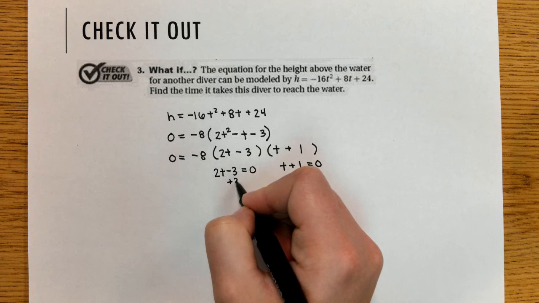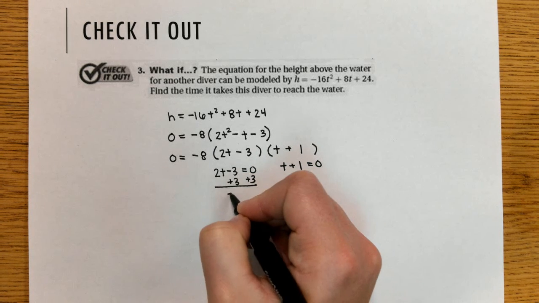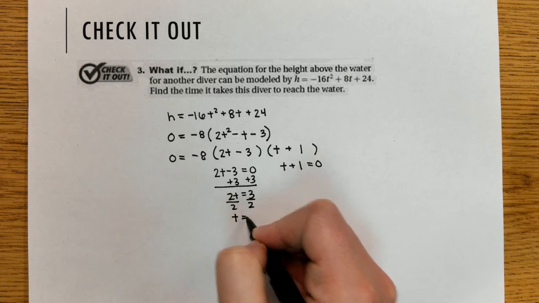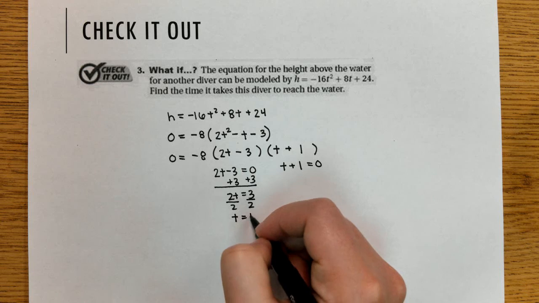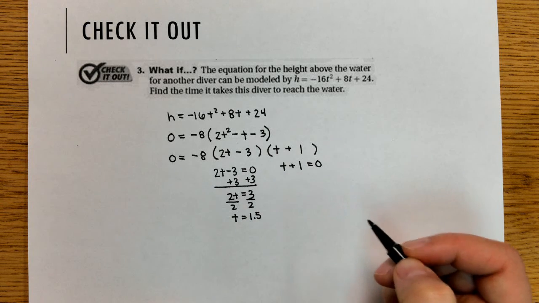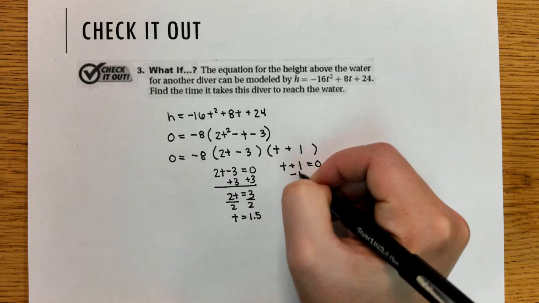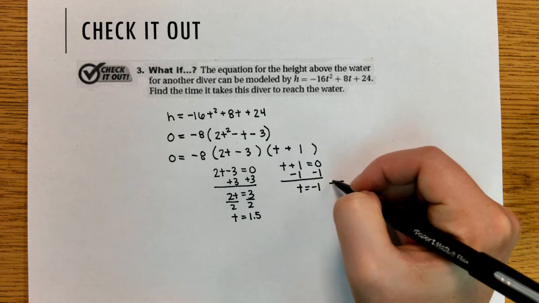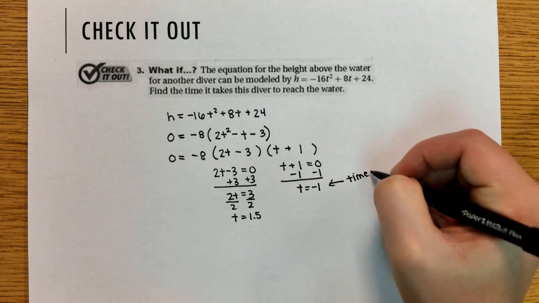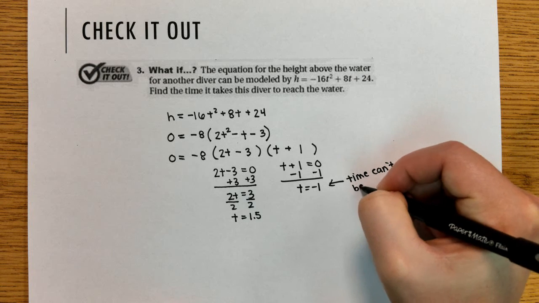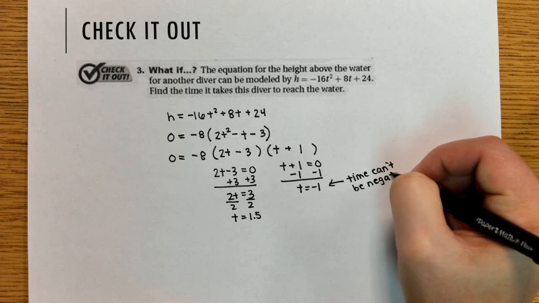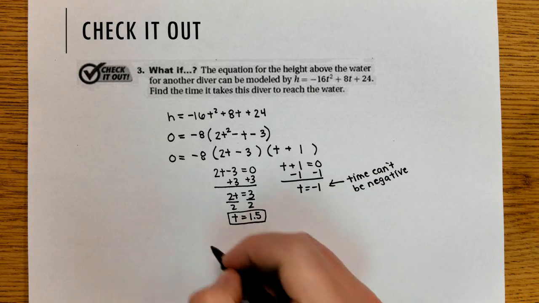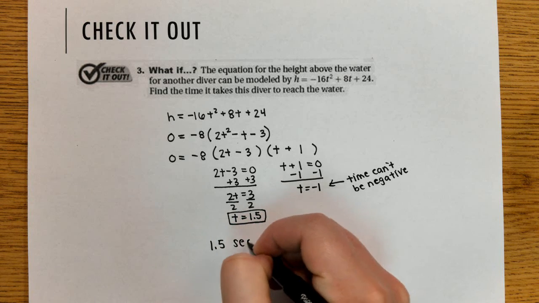So for this one, I'm going to add 3 to both sides first. So I get 2t equals 3, divide by 2, to get t equals 3 over 2, which equals 1.5, or 3 over 2 if you want to leave it in fraction form. So then I'm going to subtract 1 from both sides here. So t equals negative 1. Okay, so this guy, time can't be negative. So this guy is not going to be the solution. So our solution is going to be t equals 1.5 seconds. So our answer is 1.5.